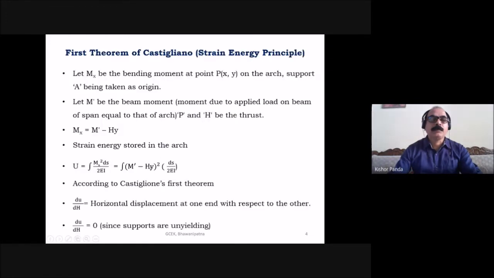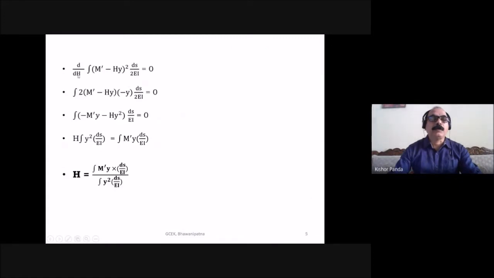So after taking the differentiation of this one, integration of 2 times (m dash minus hy) into (minus y) ds by 2EI is equal to 0. Then just multiply this one: minus m dash y minus hy square, and the 2 and 2 cancel. This is the integration of (minus m dash y minus hy square) into ds by EI.